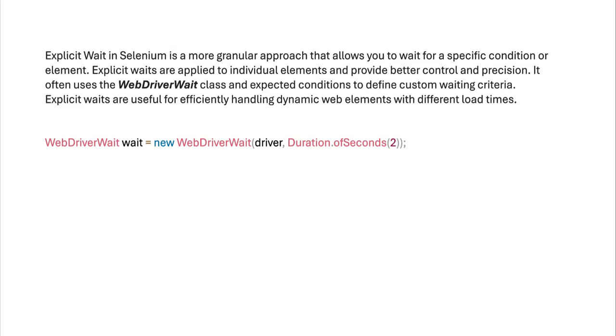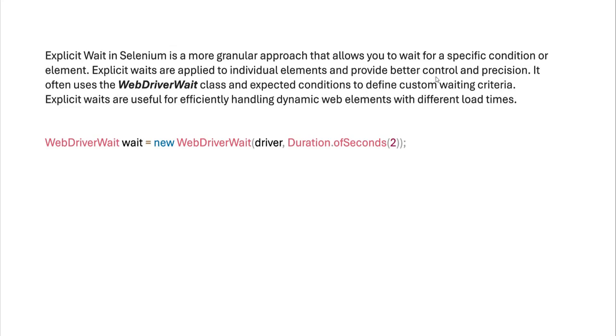Explicit wait in Selenium is a more granular approach that allows you to wait for a specific condition or element. Basically, what happens is implicit wait is known as the global wait, where once you write the statement, that is enough. It will make sure that in case a particular element is not being displayed or not being seen on the web page or the DOM, then it will wait until the specified time.